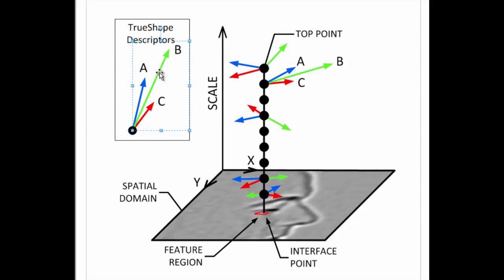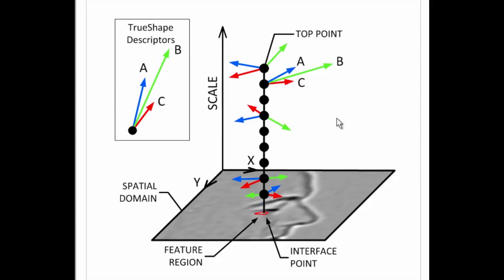This is a plan view of the TrueShape descriptor that was derived earlier. This shows a perspective view of the same descriptor approximately as it exists in the scale domain. This stationary curve links the descriptor to a single feature region in the spatial domain. Each of these additional TrueShape descriptors is also linked to the same feature region by the same stationary curve.